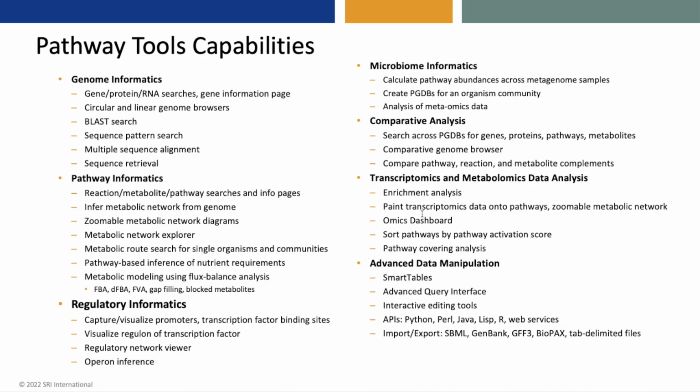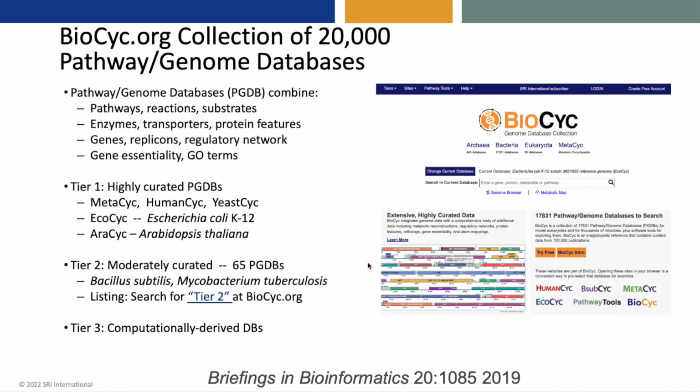Pathway Tools has many other capabilities. It has genome informatics capabilities, as well as pathway informatics and regulatory informatics. It has a number of microbiome operations. It performs comparative analysis, transcriptomics and metabolomics data analysis, and various advanced data manipulation. Now, we've used Pathway Tools to create the BioCyc collection of more than 20,000 pathway genome databases. And each of these databases has the same schema and contains pathway data types and proteome and genome data types. And we divide these 20,000 databases into three groups. The Tier 1 and Tier 2 databases are highly curated and moderately curated, respectively. And the Tier 3 databases, all the rest, are computationally derived.